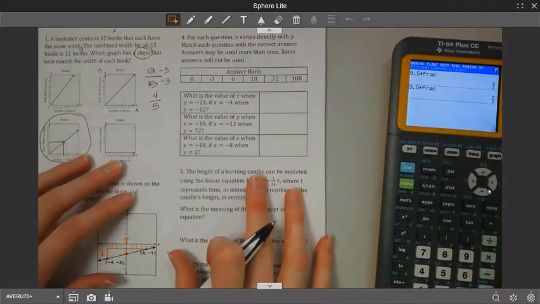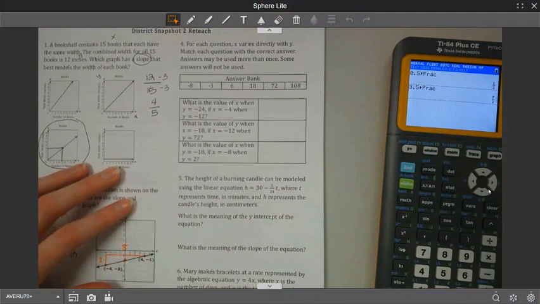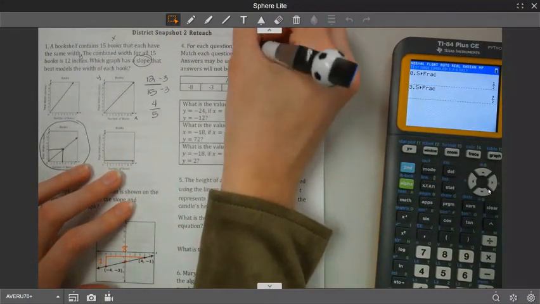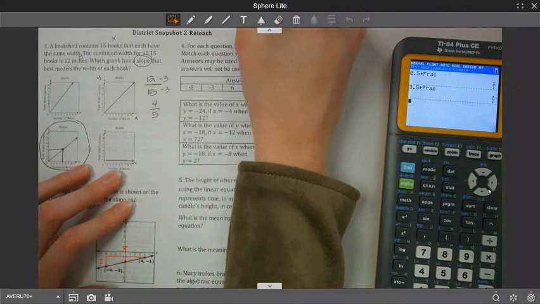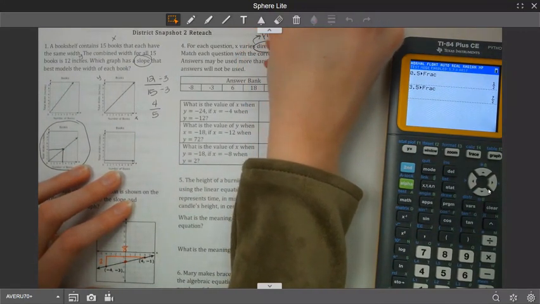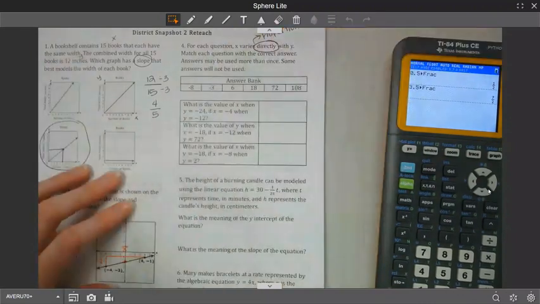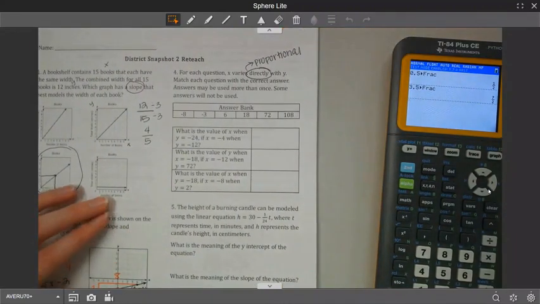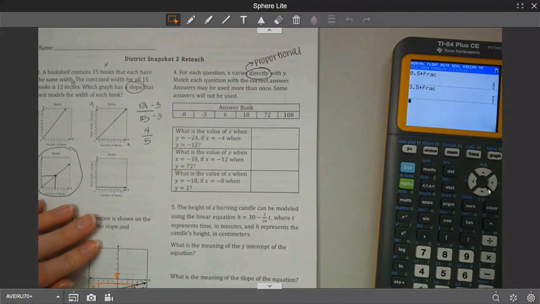All right, number 4 says, for each question, x varies directly. Whenever you see this word, you need to remember this means proportional. Direct variation and proportional mean the same thing. So it is proportional with y. Match each question with the correct answer. Answers may be used more than once. Some answers will not be used.